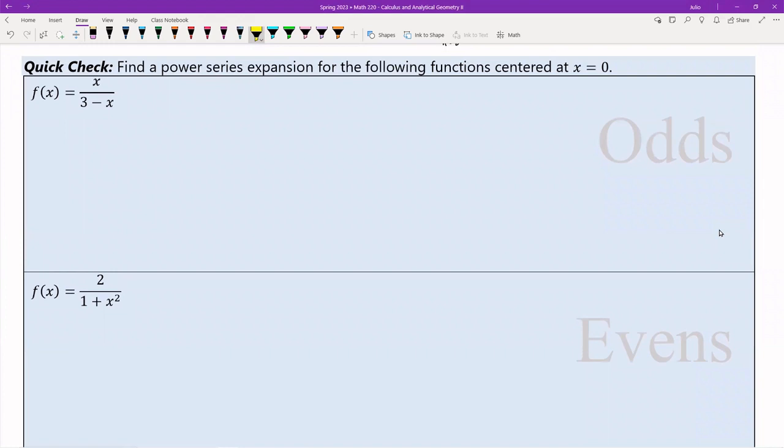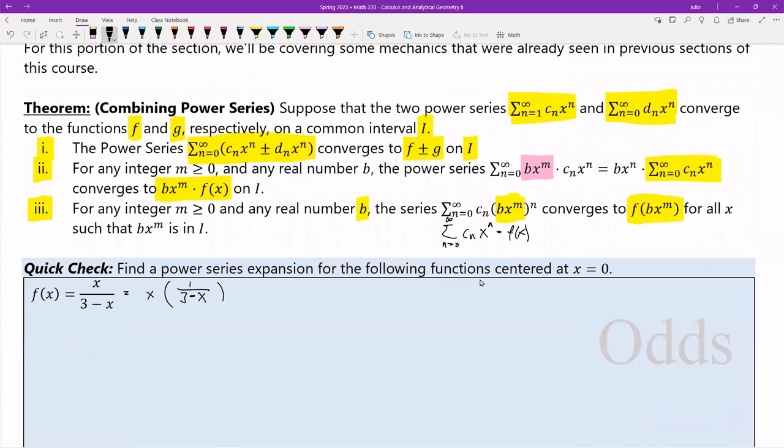So for this first one, you can do an x times 1/3 minus x, and then you can manipulate this 1/3 minus x so you can get a power series for that. That is part two. You can just factor an x out, and then use part two to find the power series there.